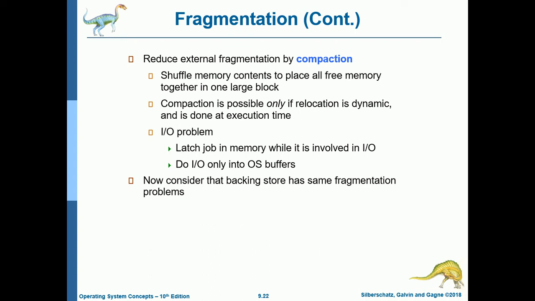So, we have the I/O problem. Latch the job in memory while it is involved in I/O. That is the problem with compaction if the relocation is dynamic, because of course, for I/O, the address is fixed. So, do I/O only into OS buffers. That's the solution. Now consider that the backing store has the same fragmentation problems.